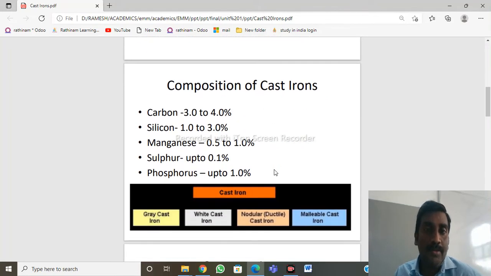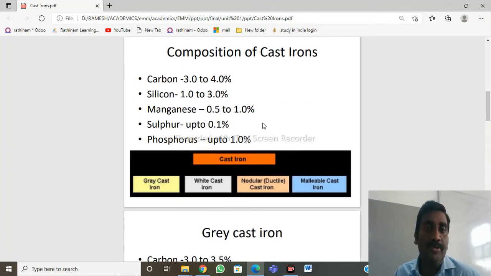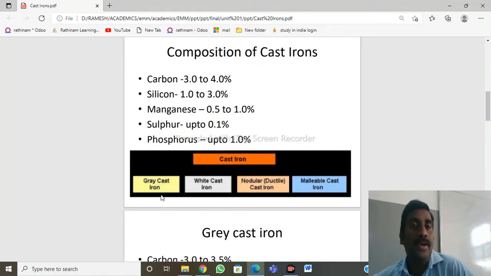Then the chemical and material compositions of cast iron. Carbon is 3 to 4 percent, silicon is 1 to 3 percent, manganese is 0.5 to 1 percent, sulfur is up to 1.1 percent, and phosphorus is up to 1 percent. Cast iron is further classified into grey cast iron, white cast iron, nodular and ductile cast iron, and malleable cast iron.